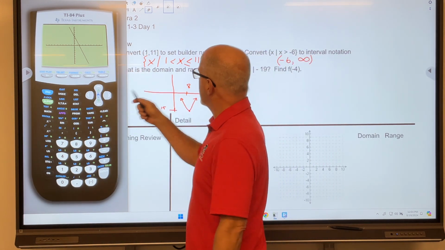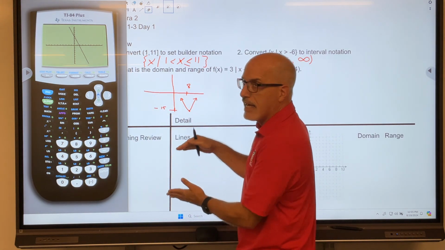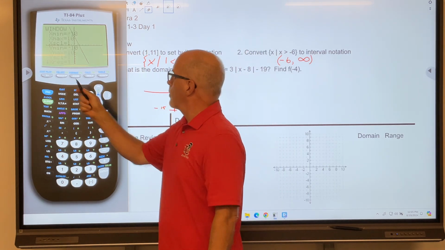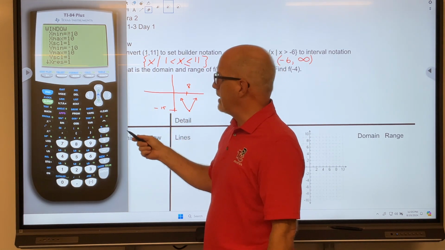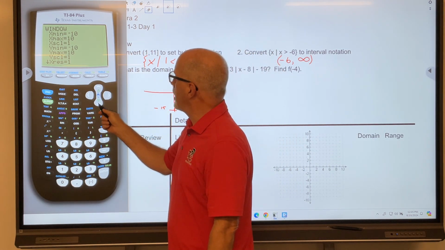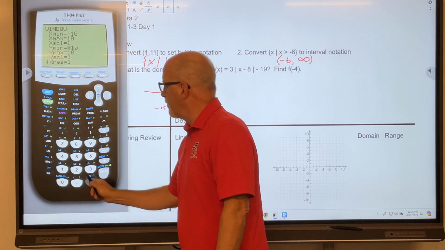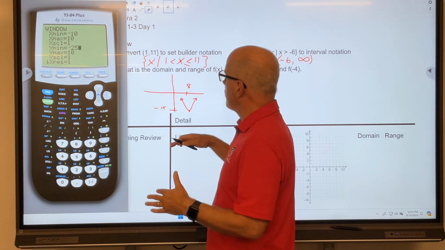Now I don't see the entire V, and that's because notice that this goes below -10. So what we should do is change our window. I'm going to go below -19. So let's change the y minimum down to maybe -25. It's really your choice, but I just want to go further down below it.